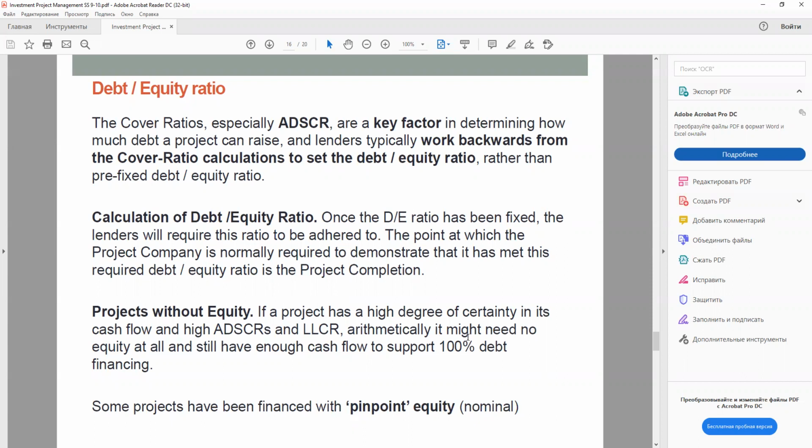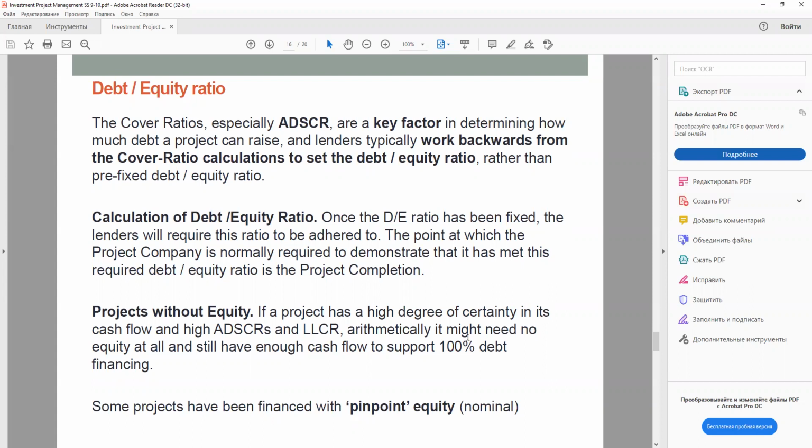And we have very specific cases of projects without equity. If a project has a high degree of certainty in its cash flows, thanks to a project agreement that transfers the price and demand risks, and high ADSCR and LLCR, arithmetically it may need no equity at all and still have enough cash flow to support 100% debt financing. Generally, however, lenders wish the sponsors to be at risk with a reasonable amount of equity in the project.